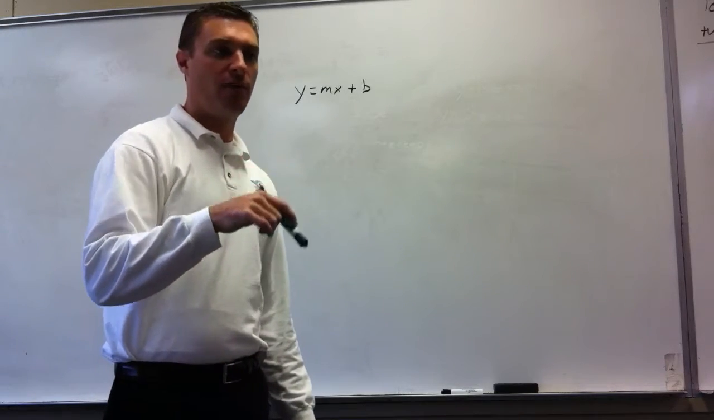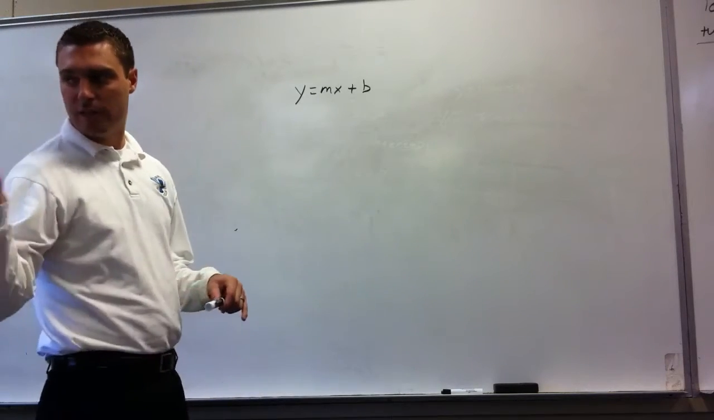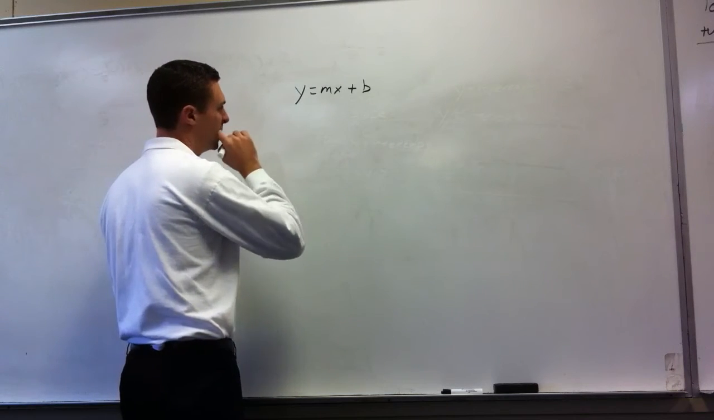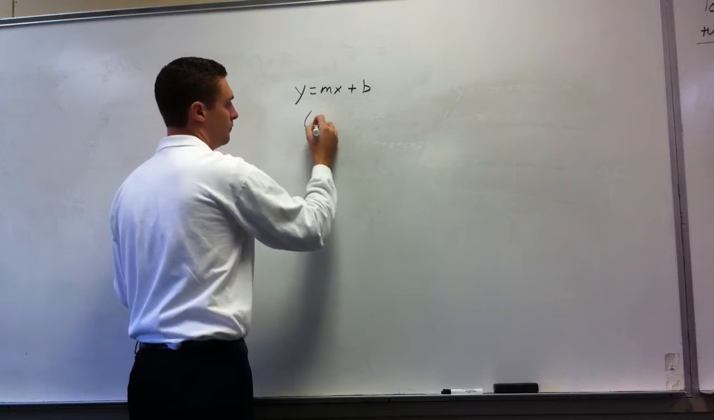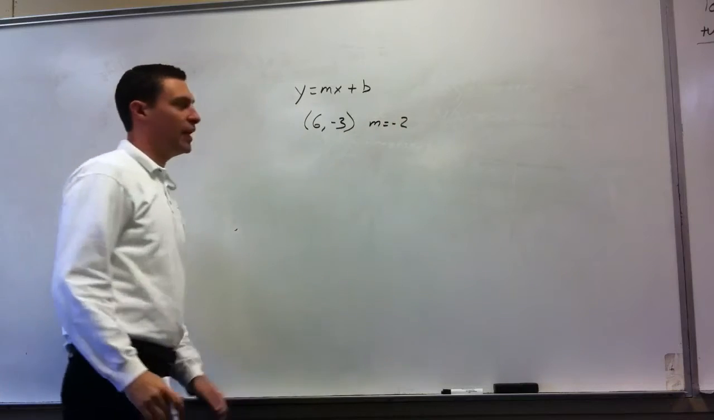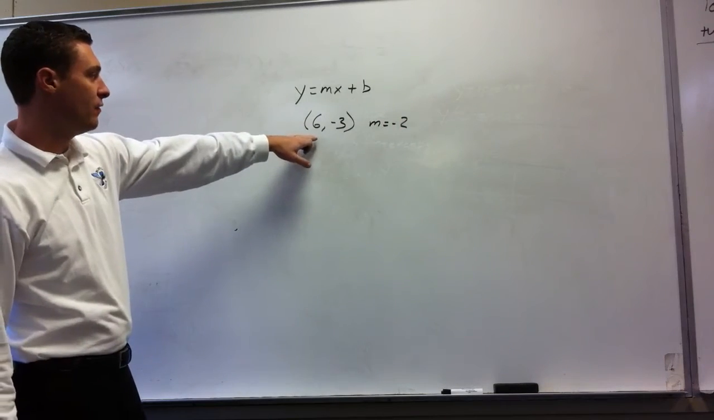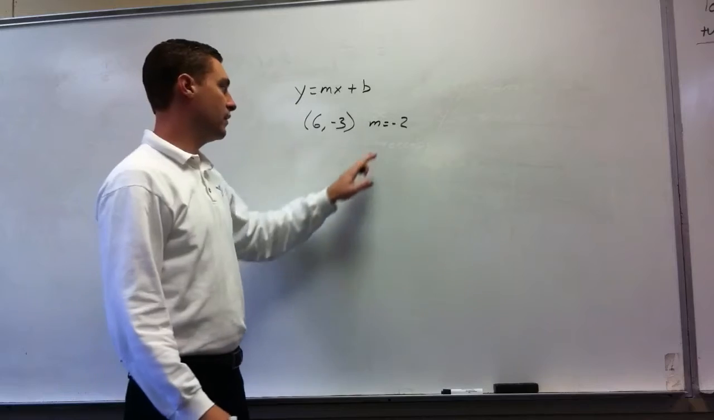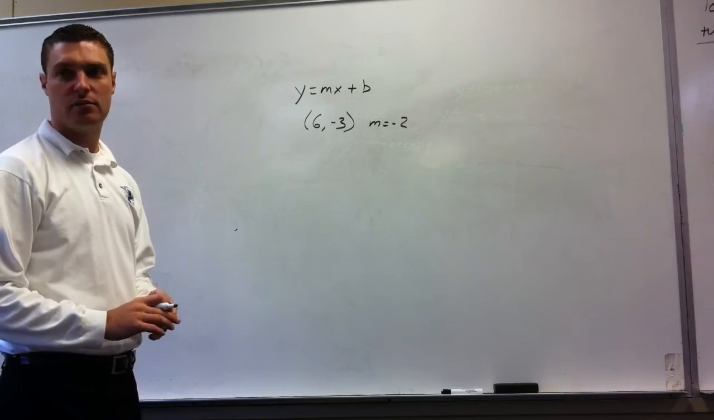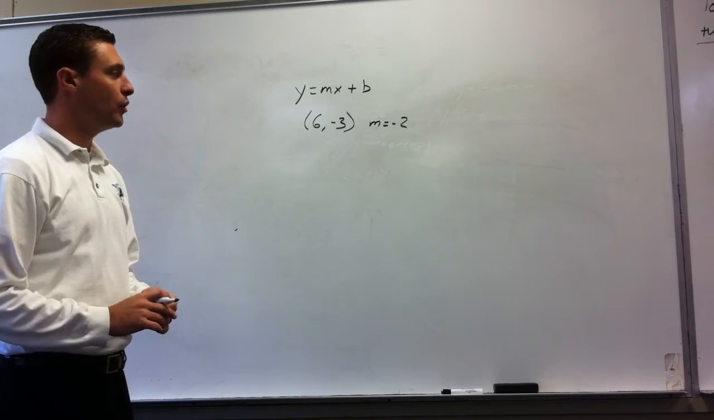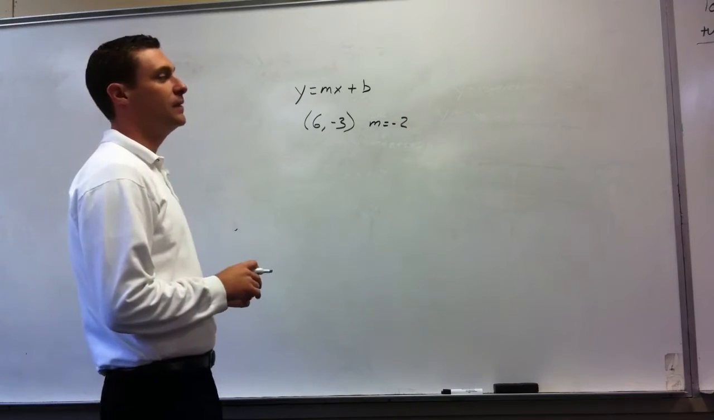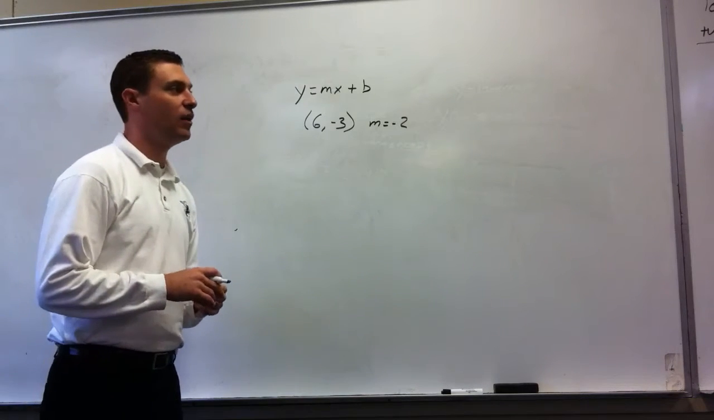Example 1 on 5.2. Dondre, read that. What does it say? Write an equation of the line that passes through the point (6, -3) and has the slope of -2. Okay, so it says I have the point (6, -3) and a slope of -2. Write the equation of the line that passes through that. Now here's the process we're going to follow. We're going to follow the steps to find B. Now, why are we going to follow the steps to find B?